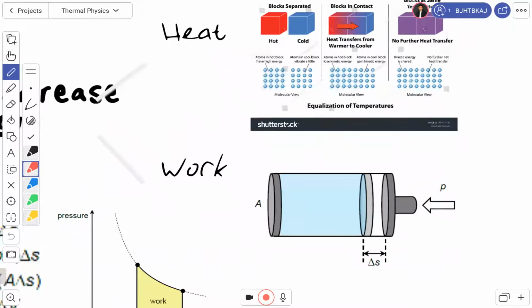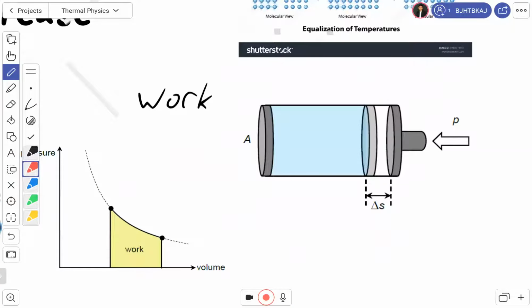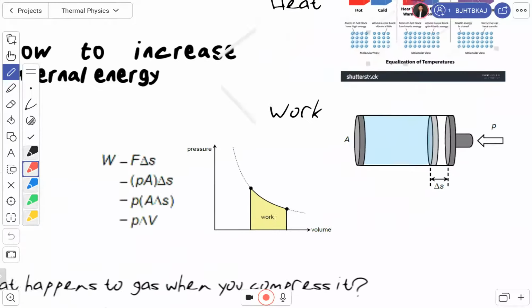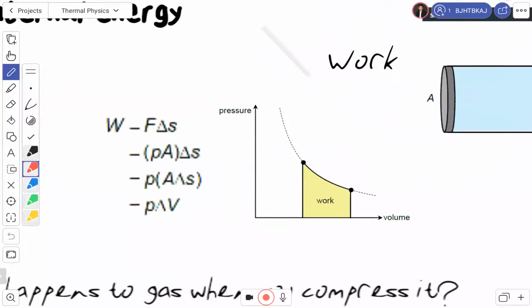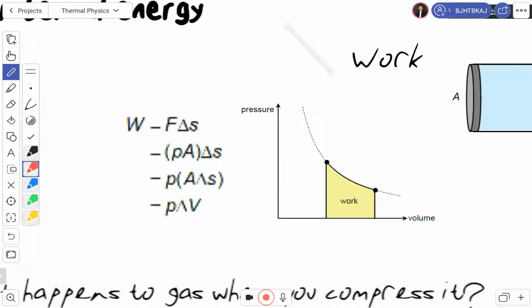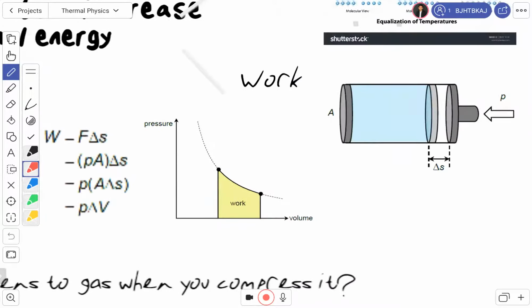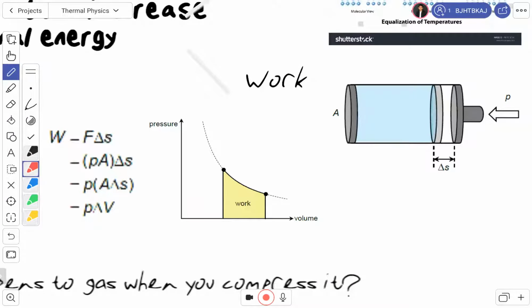Now, the second way you can increase the internal energy is by doing work on it. How does work increase internal energy? We'll elaborate, but let's just understand work in a superficial mechanical way. How do we quantify work? When you have a system and the pressure is, say, P, you have to press the piston inward to compress it, by a small distance, let's say delta S.